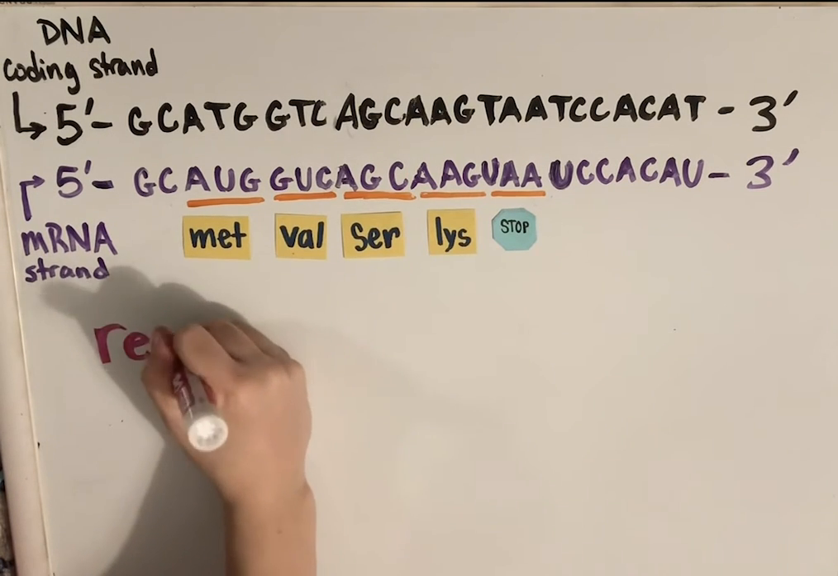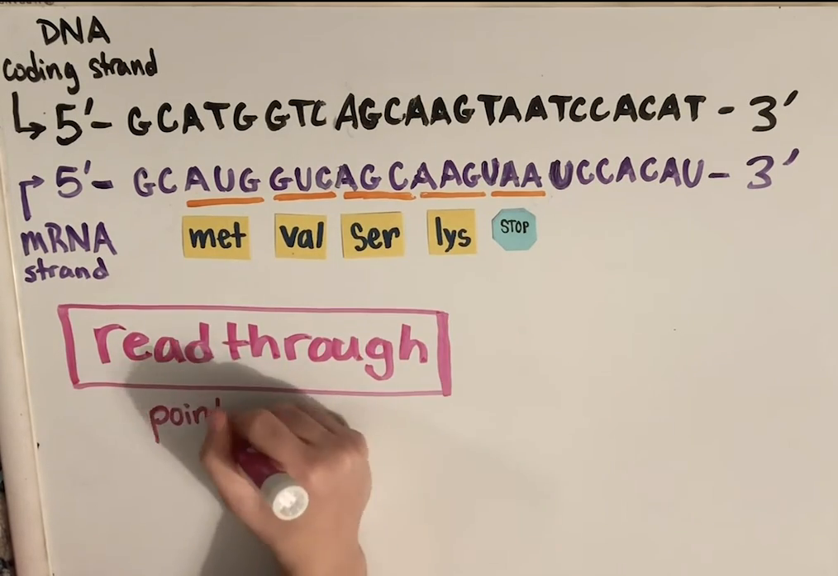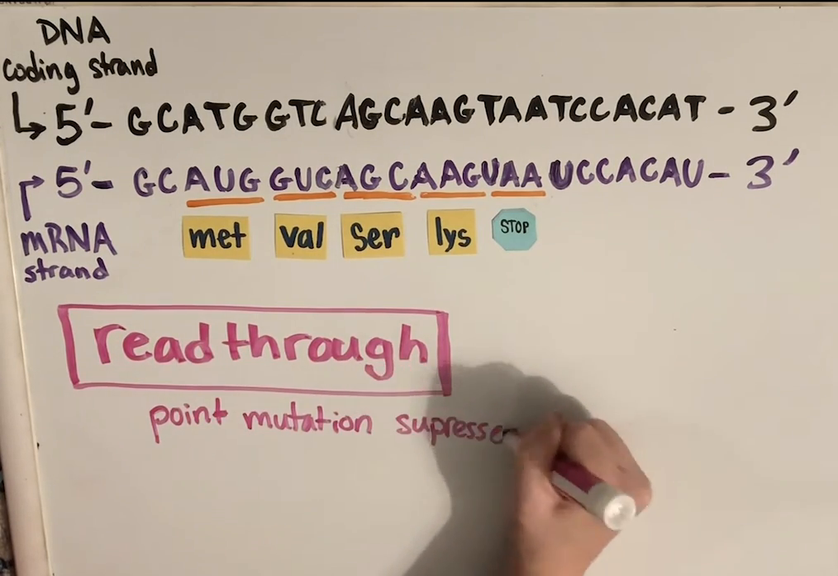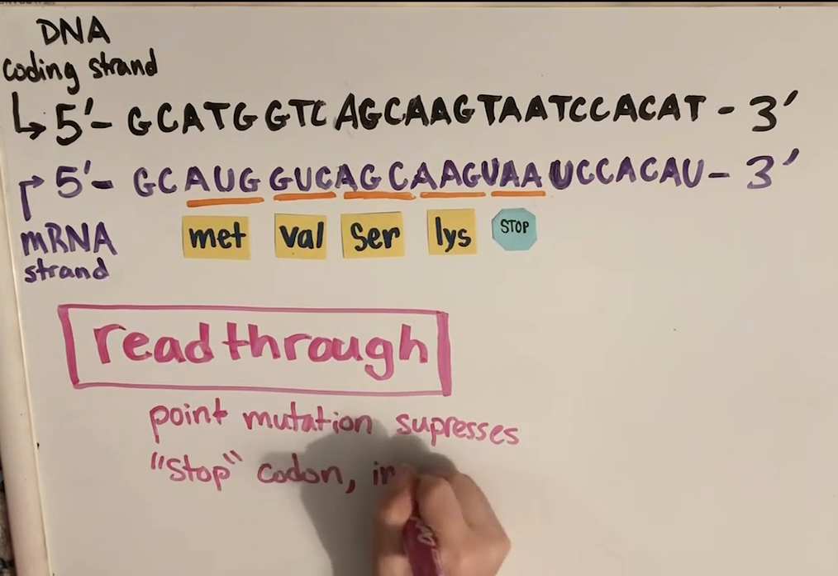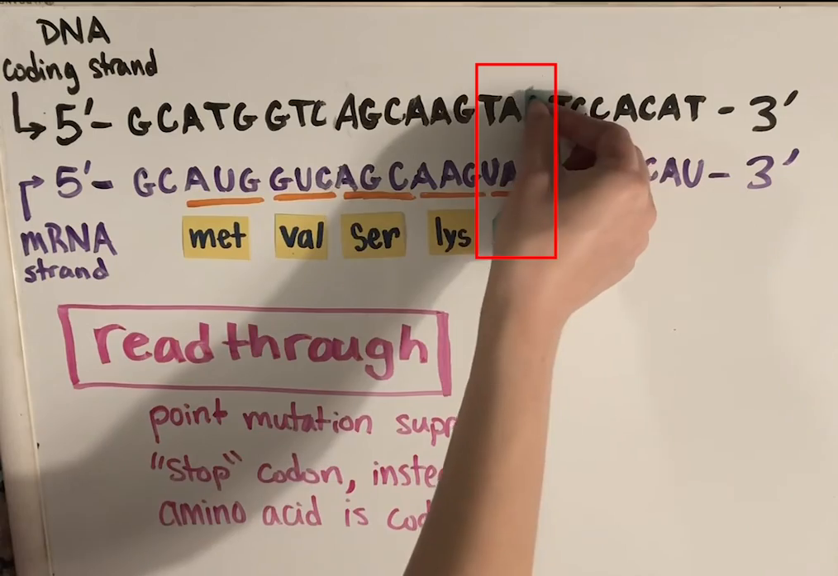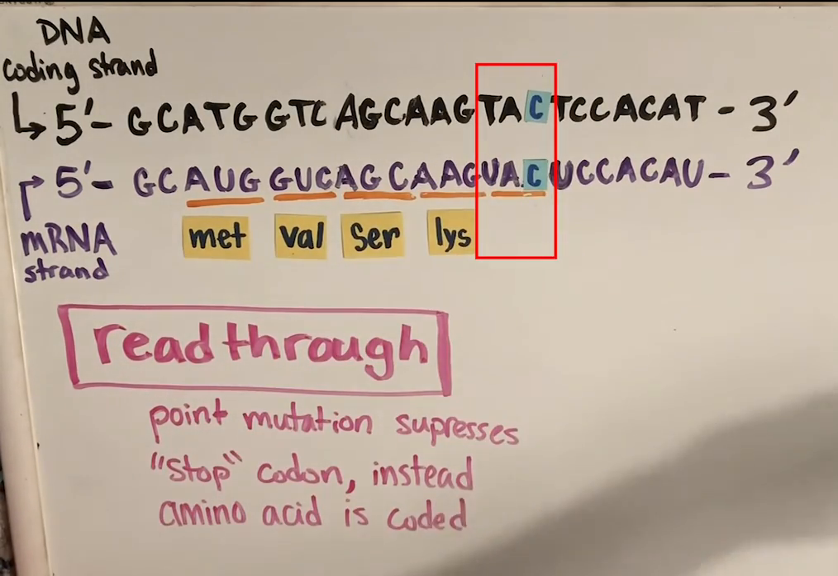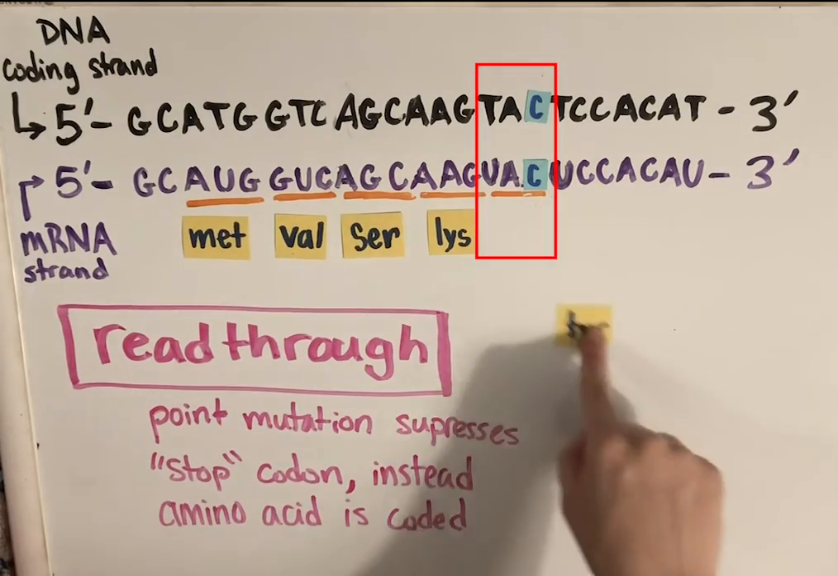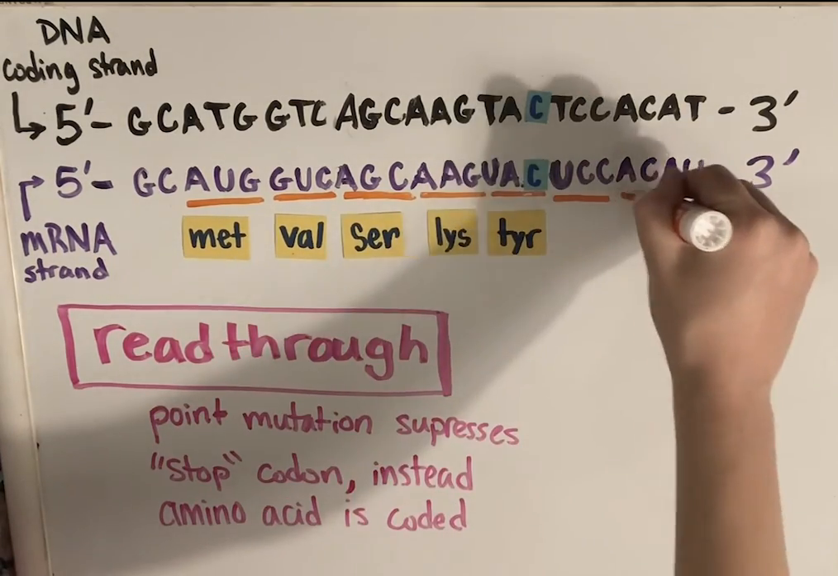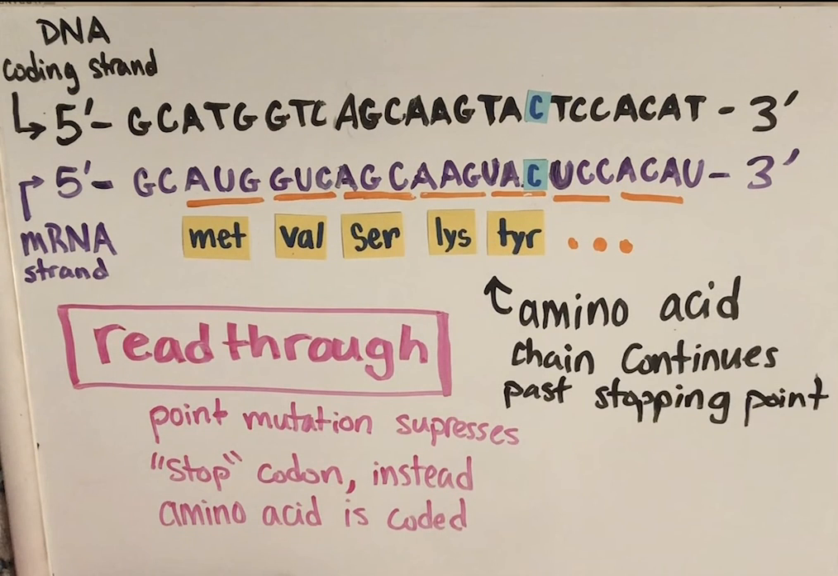Finally, we have a read-through mutation. With a read-through mutation, the stop codon changes to another amino acid, so the sequence continues on longer than the wild type. In the DNA coding strand, there is a transversion from an adenine to a cytosine. This causes the mRNA to read UAC rather than UAA. Since UAA was the stop codon and it changed to UAC, which codes for tyrosine, the translation complex doesn't get the signal to stop and continues coding amino acids.